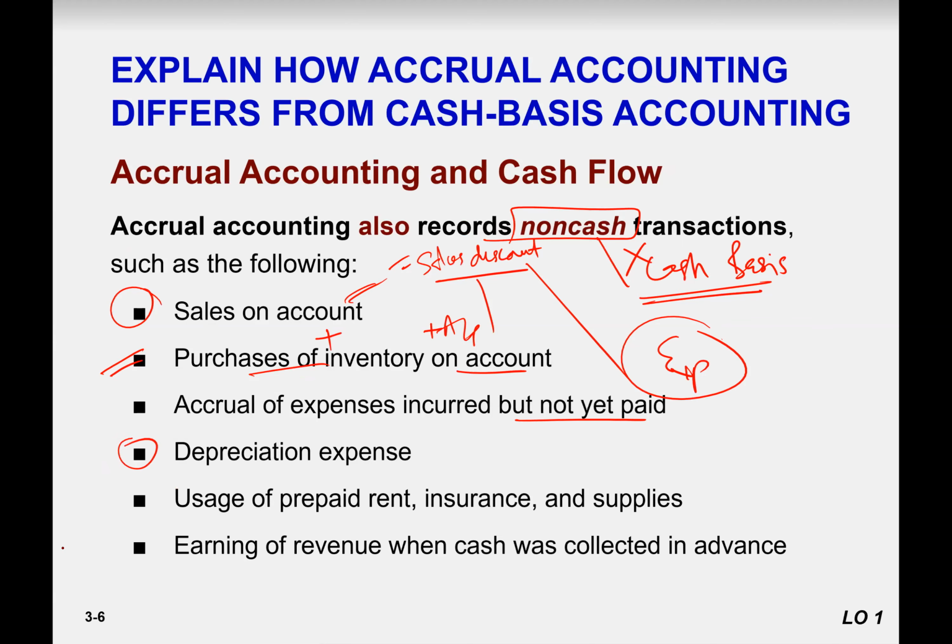Similarly, with depreciation, the wear and tear of our equipment or assets, fixed assets especially, and the usage of prepaid rent, right? If we pay our expenses in advance, that is called prepaid, and that is our asset, right? Similarly, with the earning of revenue when cash was collected in advance, unearned revenue. You receive your payment right now, but you provide services later. It means you are receiving advance payment for services that you haven't provided yet, but you will provide later.